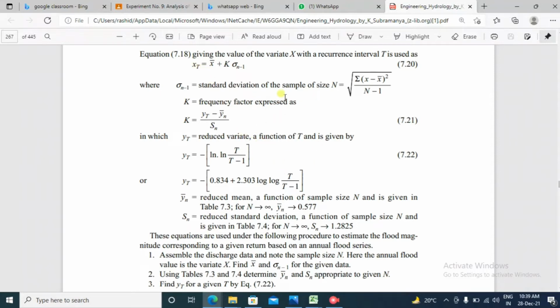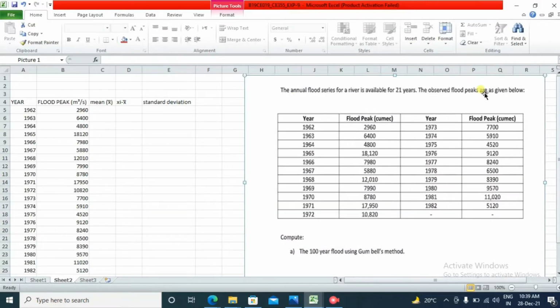First we will calculate x bar and standard deviation with the help of Excel. Let us start now. Here is my Excel sheet. I have noted all the flood peaks for each year from 1962 to 1982, and I have written all the data so that we can proceed further.